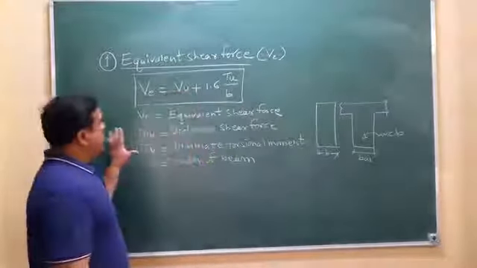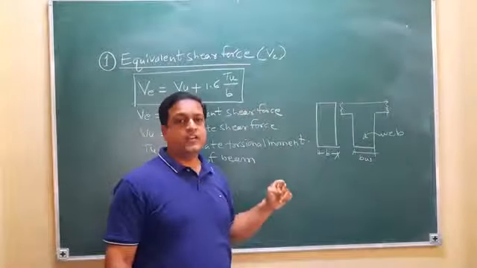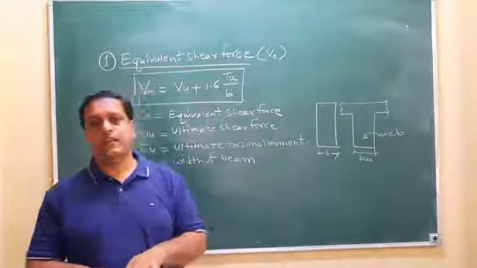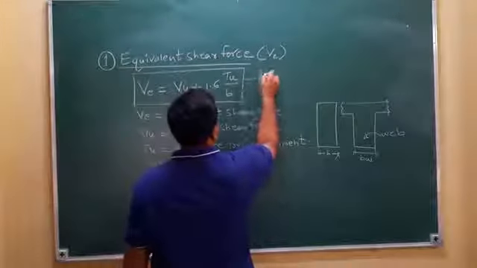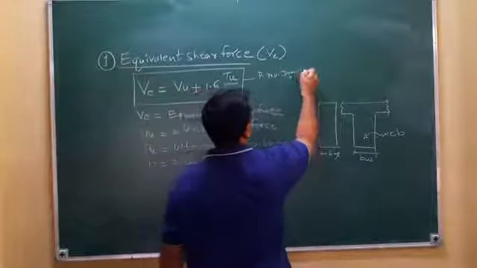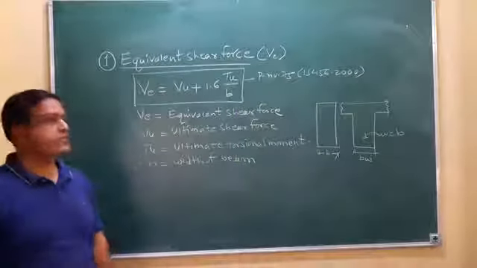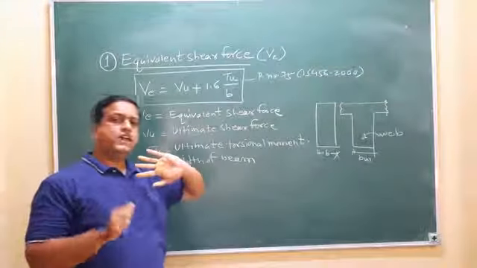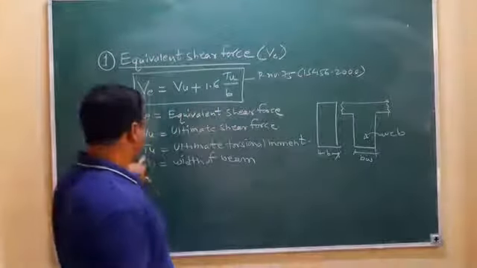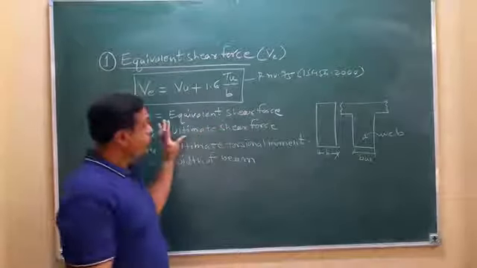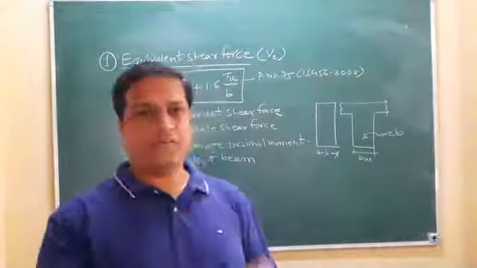So in calculation of torsional analysis, first you have to find out the equivalent shear force. And this formula is directly given in IS code on page number 75, the IS 456 2000 version. VU is the normal ultimate shear force. 1.6 TU upon B is the extra shear force developed due to the effect of torsion. B is the width of the beam. Using this formula, you have to find out the equivalent shear force.